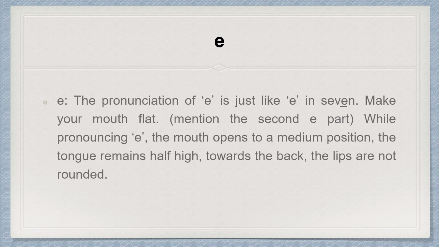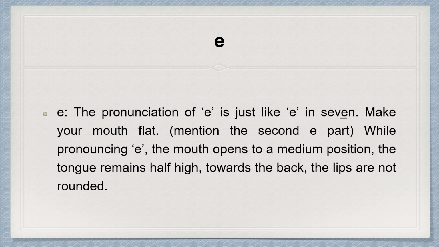Next, we will move on to the pronunciation of e. Make your mouth flat. While pronouncing e, the mouth opens to a medium position. The tongue remains half high towards the back and the lips are not rounded.